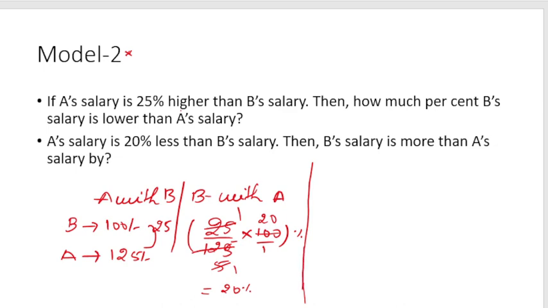Let's see one more sum. A's salary is 20 percentage less than B's salary. So he's comparing A's salary with B's salary. What you have to do? B's salary is more than A's salary by how much? So we have to compare B's salary with A's salary. Similarly, take B's salary as 100 rupees.